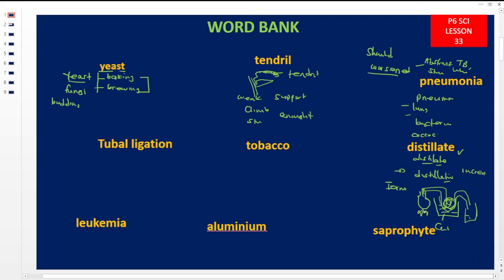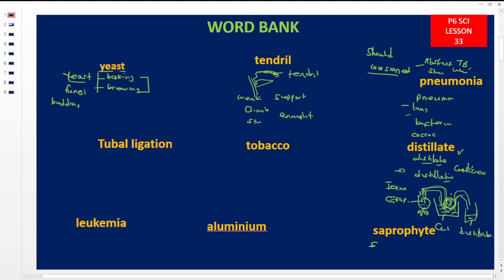Now here we are heating. When we heat, which process is going to take place here? It's going to be evaporation. Then the vapor is going to move through the pipes. On reaching the cold water, it's going to condense. So the process here is called condensation. Then the result we are going to collect here is not alcohol, it is called a distillate.